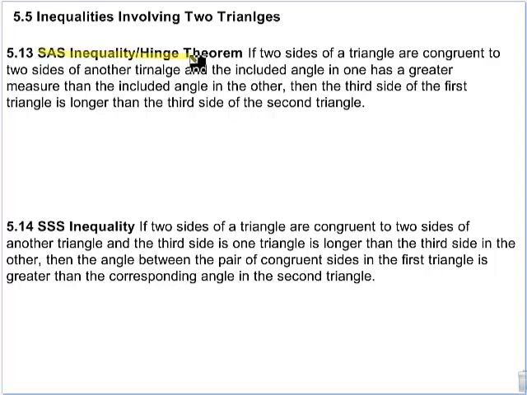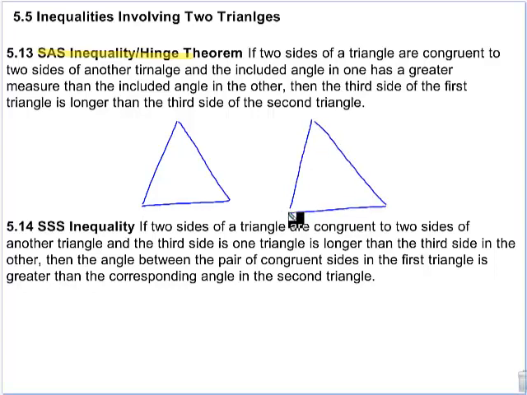When you hear side angle side, what do you think of? Two sides and an angle. Exactly. Where does the angle have to be? In the middle. It has to be in between the two sides. So what this is telling us is if we have two triangles here, and we know that two sides of a triangle are congruent, so let's say those two sides are congruent, and then we know something about the angle in the middle.